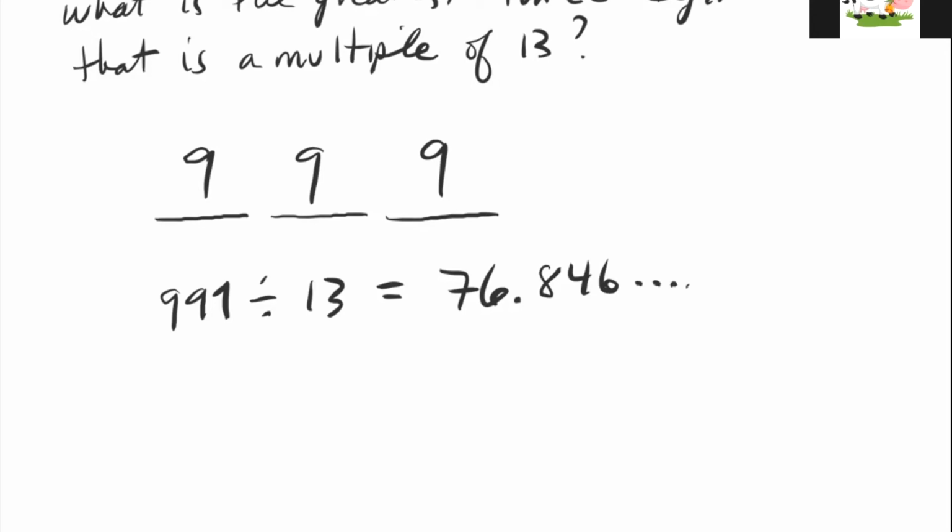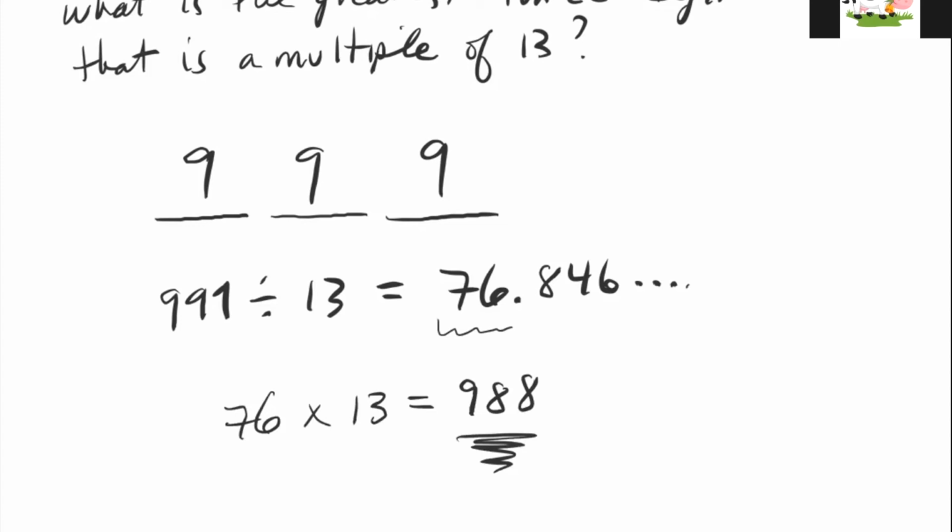But we can look to this whole number and say, well, what is 76 times 13 then? It won't go all the way to 999, but we can just use this as our first estimate. If we say 76 times 13, we're going to get 988. And we couldn't add another 13, because that would push us over 1,000, into the 4-digit numbers. So 988 is going to be the largest 3-digit number that is a multiple of 13.